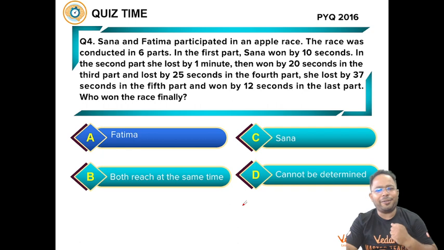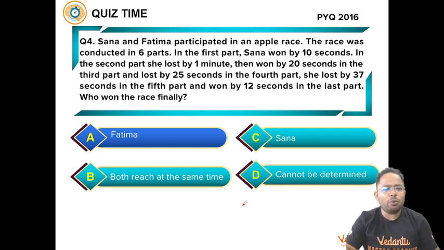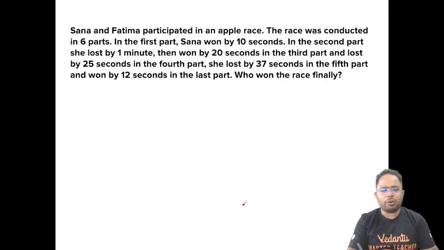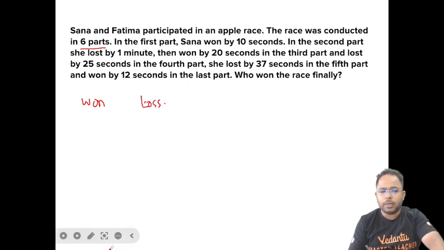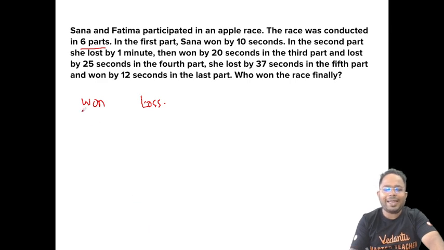Let me make you aware how. Or let me tell you a very easy way to tell who won. So, what we saw is Sana and Fatima both participated in the apple race. Now, the race was being conducted in 6 parts. Obviously. In the first part, Sana won by 10 seconds. So here, two things are happening: either won or loss. Let me assign a positive number for winning and a negative number for losing.